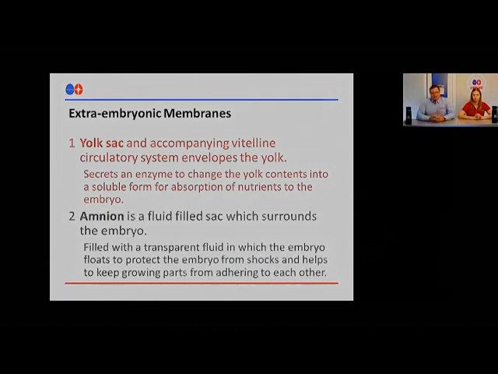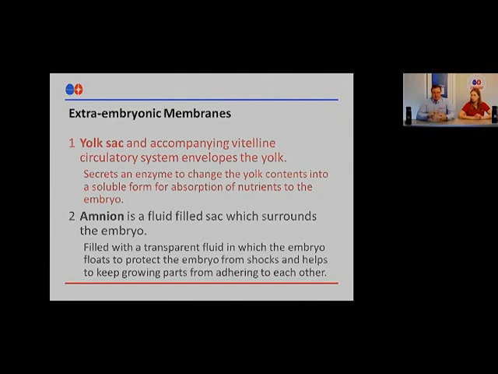The amnion, next membrane is formed. The fluid sac surrounds the embryo. It's a kind of transparent fluid. The main function is to allow the embryo to be protected from shock. It kind of floats in there.